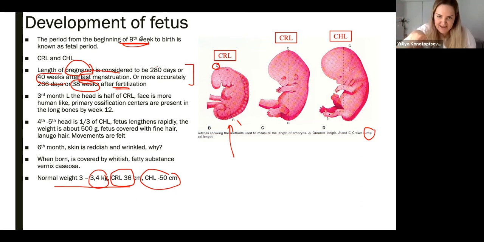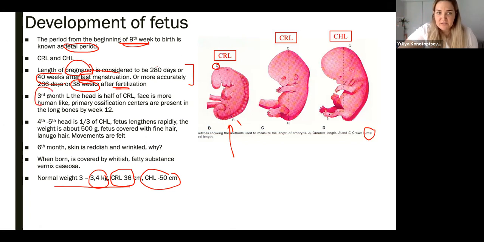But after the 9th week, this is known as the fetal period. So technically, a 10 weeks old human should not be called embryo. You should call it fetus because it already has all of its organs. It has them. The only thing which is left to do is to mature these organs. That's it. So is it clear? Until 9 weeks, you're an embryo, organogenesis. After 9 weeks, you're a fetus. You have all of your organ systems that need maturation.